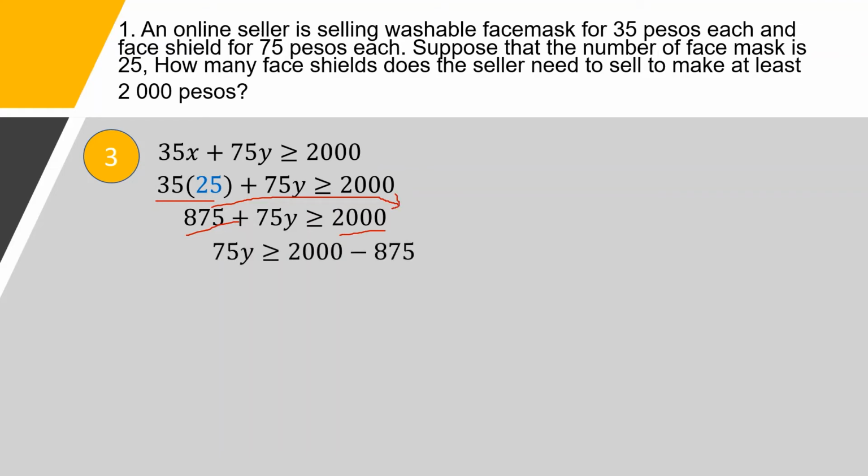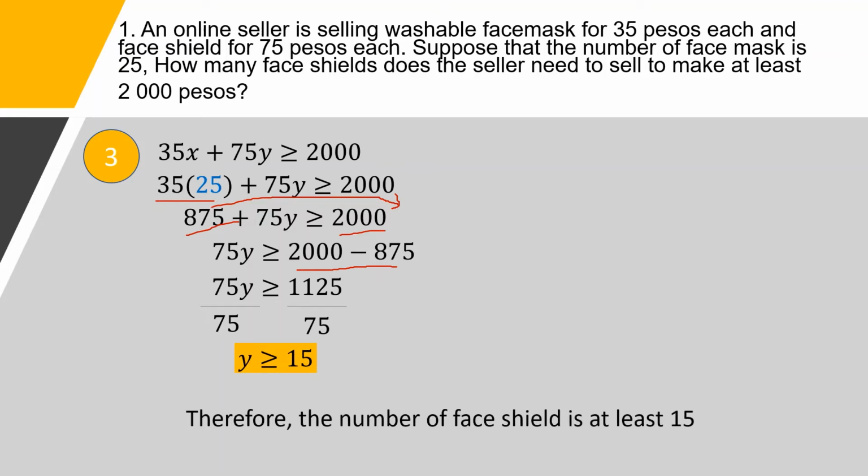Then, we have now 75y is greater than or equal to 2,000 minus 875. So, 2,000 minus 875 is equal to 1,125. Then, divide both sides of the inequality by 75 will give you y is greater than or equal to 15. This means that the number of face shield is at least 15.